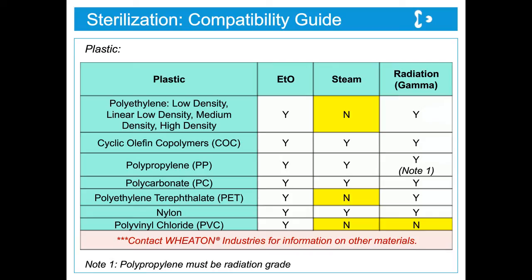Now, if you look at steam, you can see your polyethylenes, your PETs, and your PVCs are not compatible with steam sterilization due to their lower melting point. So if you actually put these materials in an autoclave, you can actually cause them to degrade over time. Lastly, specifically gamma irradiation, when it comes to polyvinyl chloride, PVC, it will cause a color change in this. So that's something we need to take into note as well when you're selecting a sterilization method.